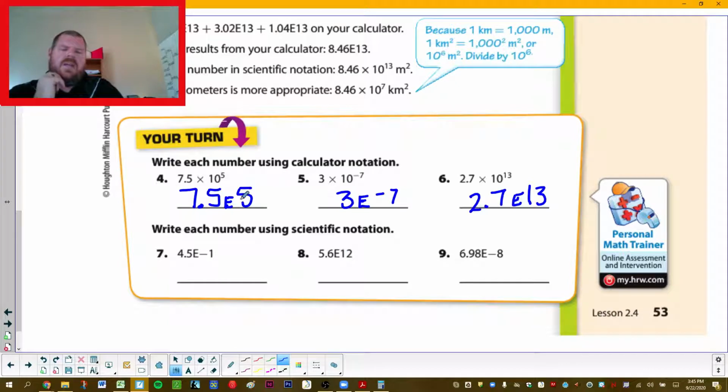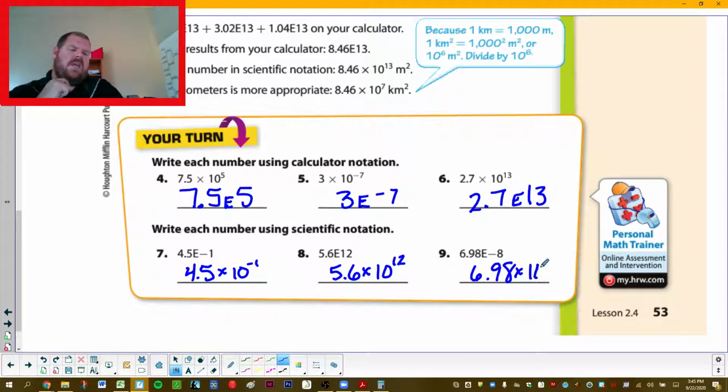Notice that we're not writing these as exponents, because that's what the problem actually does for us. And then these last 3, we're writing them into scientific notation. So this is going to be 4.5. We're just going to undo the process we just did by replacing the E with a times 10 to the power of whatever they give us. 6.98 times 10 to the negative 8. Okay, hopefully that helped out.